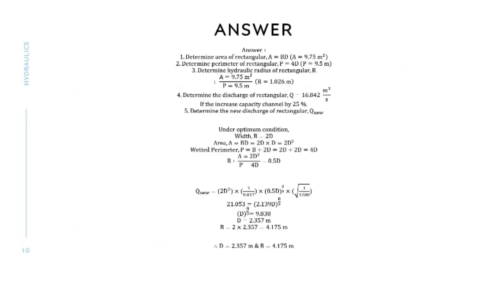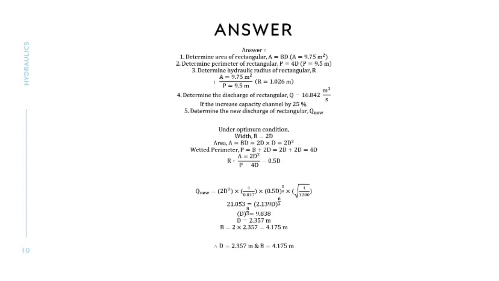To answer the question, we need to apply the steps to this question. To determine the area of the rectangular channel, we use the formula A equals B times D. The perimeter is given by P equals 4D, and we know P equals 9.5 meters, so solving for D gives D equals 2.375 meters. The hydraulic radius is calculated based on the formula. The value is 1.026 meters. With B equals 2D, we find B equals 4.75 meters.